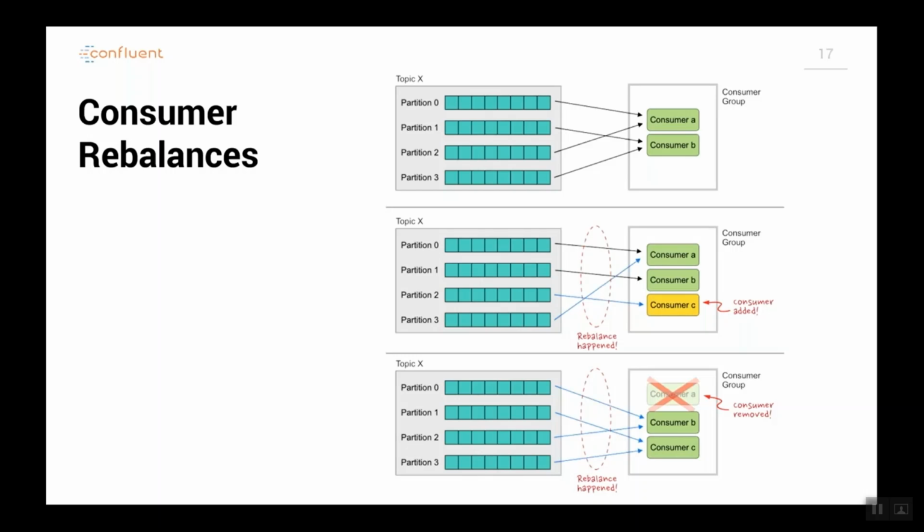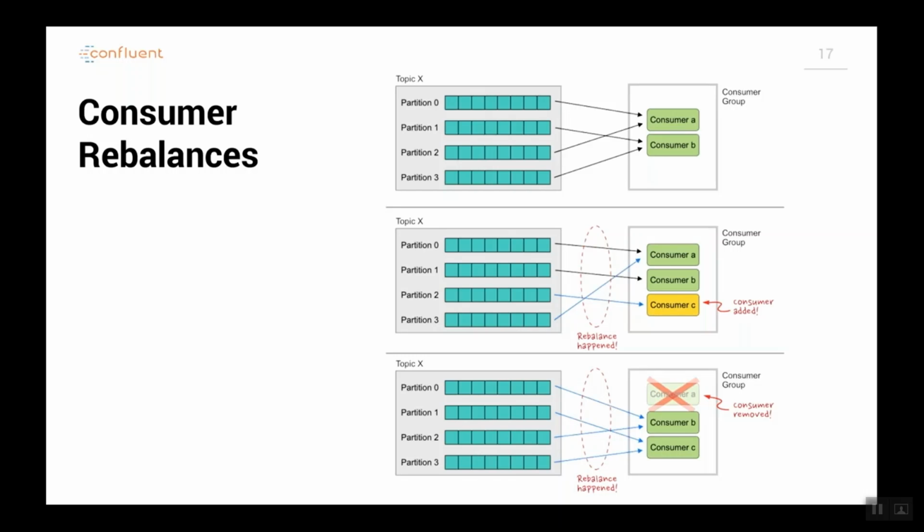Rebalancing is automatically triggered anytime the composition of the consumer group changes. We see that in these examples in the middle and the bottom of the slide, where consumers are added to the group or consumers are removed from the group. Those kinds of changes are automatically detected, as well as any changes to the topics that you subscribe to. Increasing the number of partitions, a change to the subscription, anything that affects the ratio of consumers in the group to partitions in the topic or topics that you've subscribed to will trigger this automatic rebalancing.